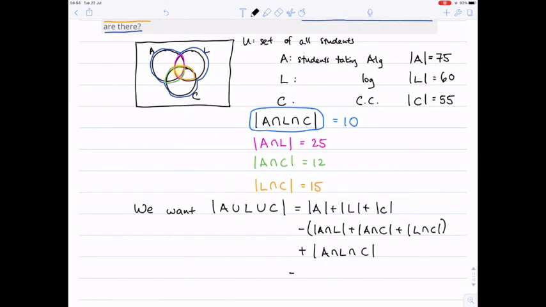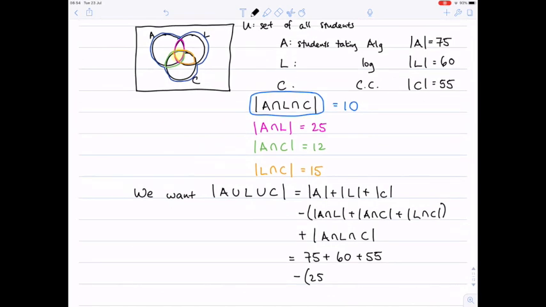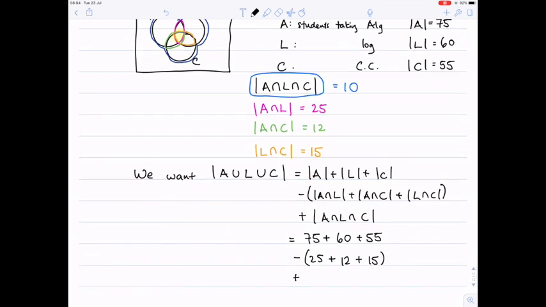So if we plug that all together, we get 75 plus 60 plus 55 minus 25. Minus, so we're subtracting off our intersections. A intersection C is 12, L intersection C is 15. And then we're adding on our overall intersection, which is 10. And if you work that out, then you will find out that there are 148 students.